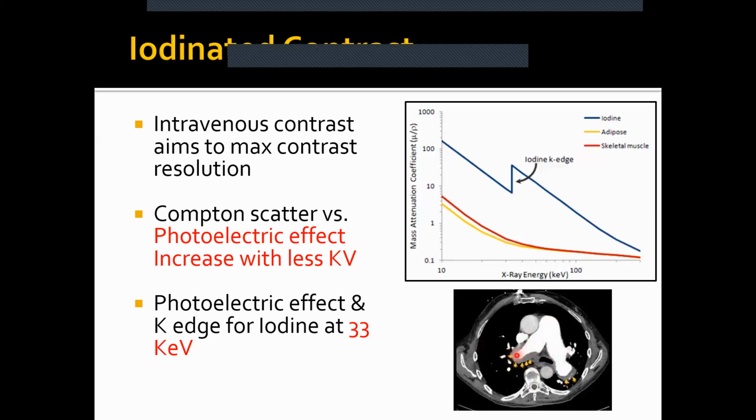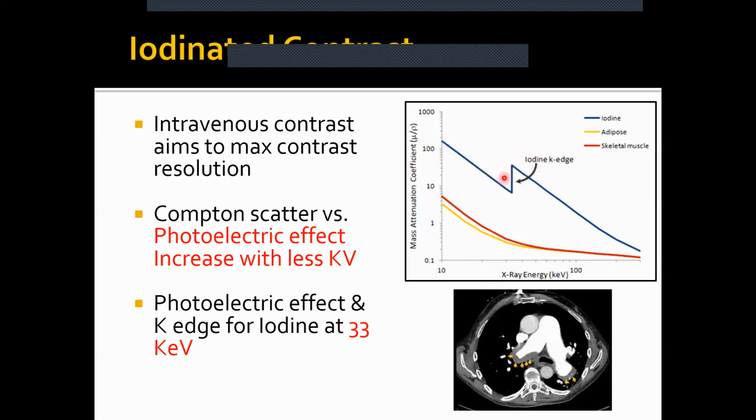Now, why is iodine so good? It's because it has this little K edge thing. Here it tells you how much attenuation is going on across the different X-ray energy levels, and you'll notice that there's a little jump in attenuation as we go into higher energy levels. This is because of the photoelectric effect: the X-rays are hitting the electrons in the iodine and releasing them, and this is the perfect zone for those X-rays to do that.